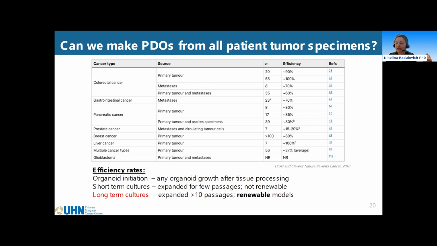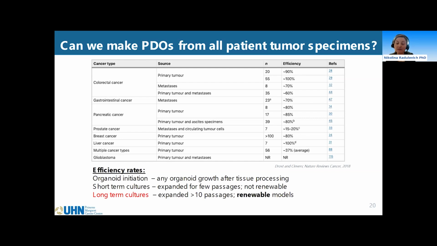But it could be, for example, some people say organoid initiation. So whatever really grows, whether or not any organoid growth after tissue processing would be an organoid initiation. And actually, a lot of the papers report this as a success rate. Short-term cultures are the cultures that you can propagate a few times. They'll grow in passage 1, you split them, they grow in passage 2, and they start slowing down. Passage 3, passage 4, they don't grow anymore.